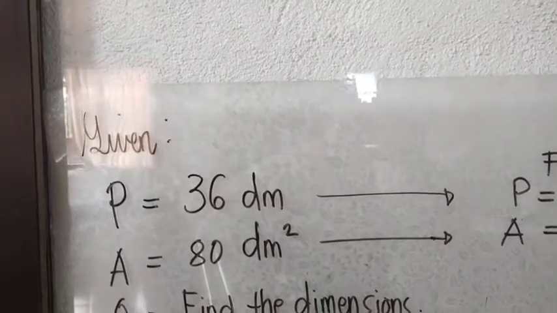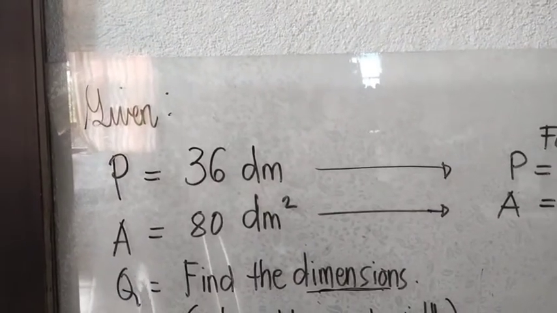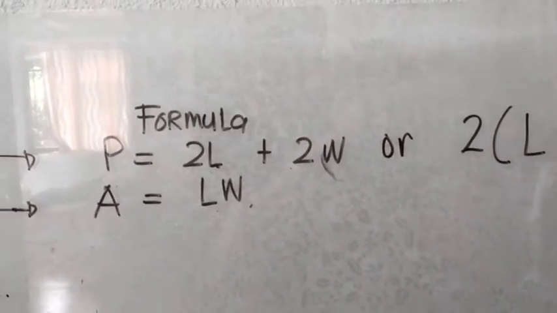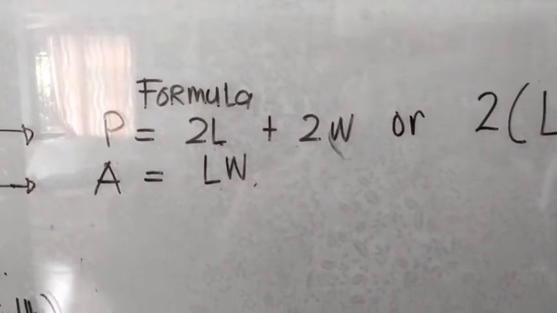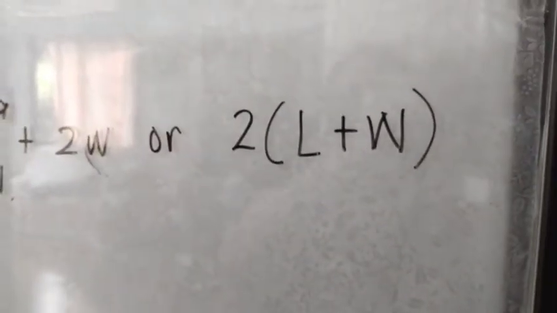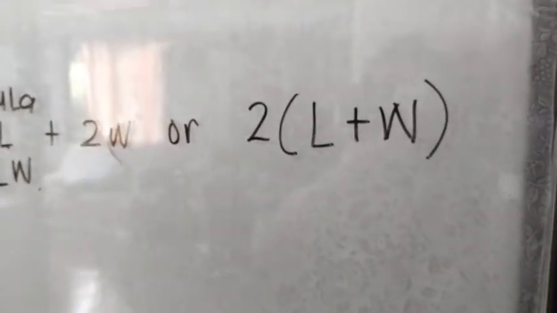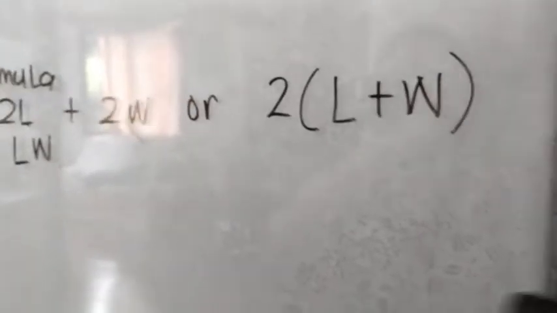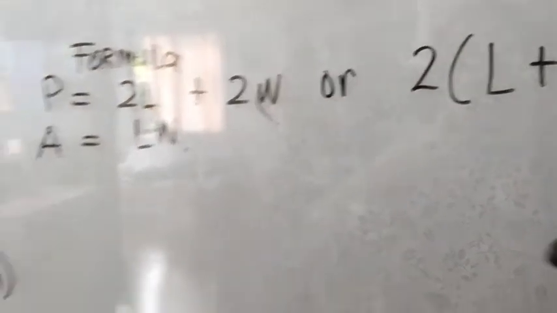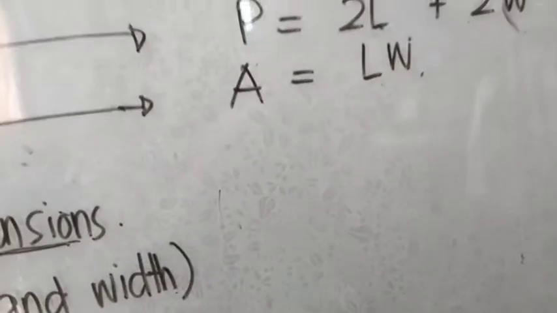next step is to write the formula on how to find the perimeter. Since perimeter na yung given, ano naman yung formula on how to find perimeter? So, ito yon. In finding the perimeter, it's twice the length plus twice the width, or simply, the sum of length and width times 2, or twice the sum of length and width. While in finding the area, it's simply length times width.